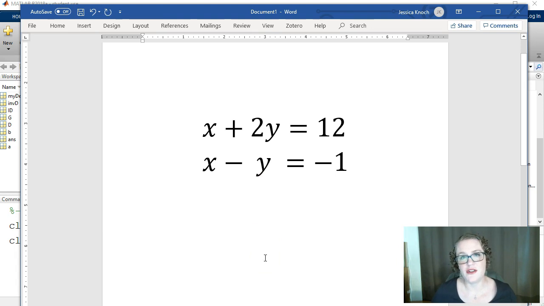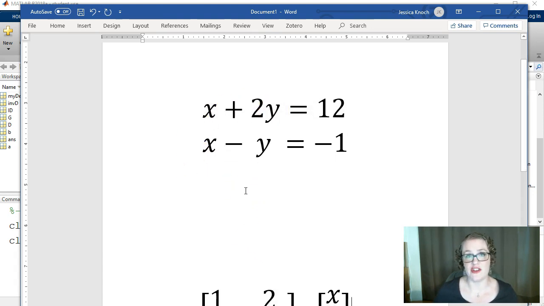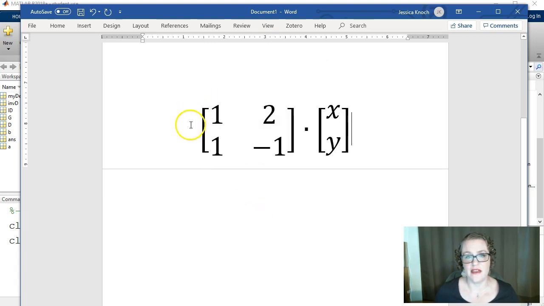So the key here to use MATLAB to solve this is to recognize that the left-hand sides can be represented as the result of matrix multiplication. If I pull out the x and y and make an xy vector, then what's left is a matrix containing all the coefficients. So here it is for you. This matrix has all the coefficients, and this matrix has all the variables. This is going to make it really easy to solve using matrix algebra. So let's look at how to do that in MATLAB.